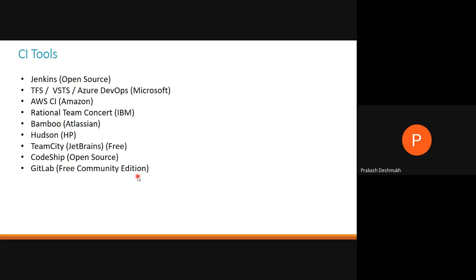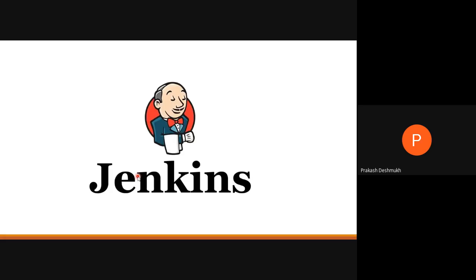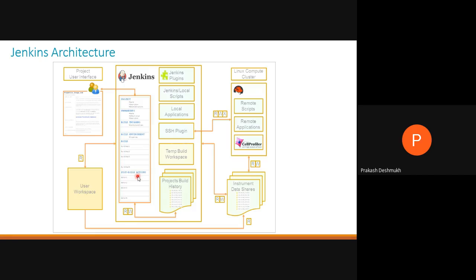So these are the popular CI tools. There are around 50 CI tools available. But these are some which at least I have heard of and seen people using. So we'll just see now Jenkins. So how is Jenkins architecture?